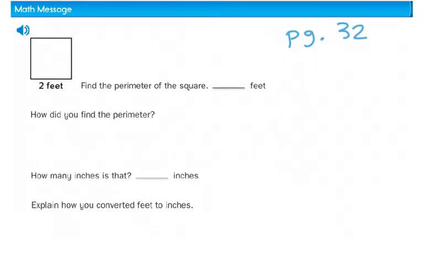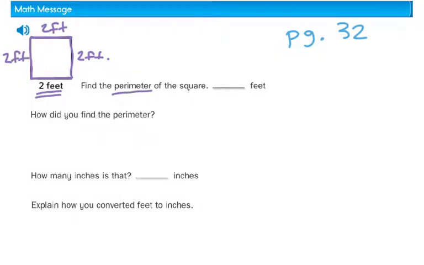Please open your journal page with me. Again, remember, pause this video as needed. So the math message at the top says, find the perimeter of the square. The perimeter is the distance around an object by adding up the length of each side. This is a square, so we know that all sides are the same length. They don't write that out, but they want you to remember that all sides are the same length.